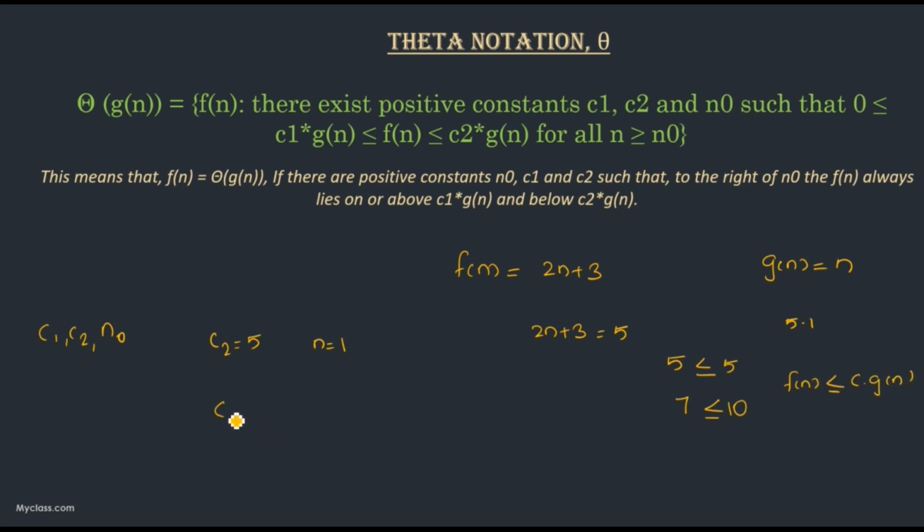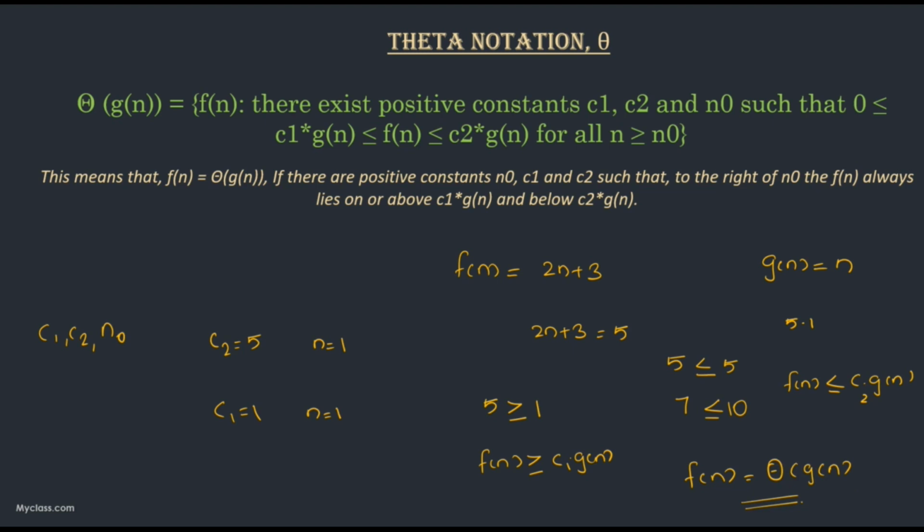And for the value of c1 equal to 1 and n equal to 1, 2n plus 3 is 5, and that is greater than or equal to our c1 into g of n, 1 into 1. So from 1 onwards, 2, 3, 4 like that, f of n is always greater than or equal to c1 into g of n. Here c2 into g of n. So we can bound up to the upper limit and the lower limit. Hence, we can write f of n is theta of g of n. Clear?